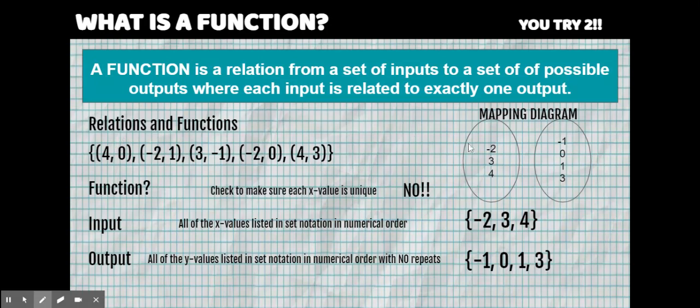So a 4 goes to a 0, a -2 to a 1. Make sure I get the signs right this time. 3 to a -1, -2 to 0, and 4 to 3. So let's look. For -2, I have 2 branches. For 3, I have 1. And for 4, I have 2 branches.